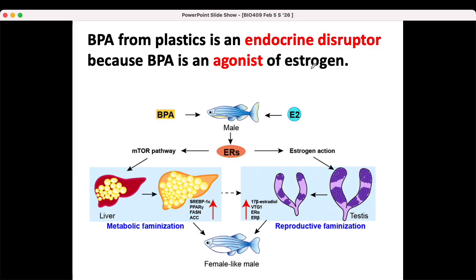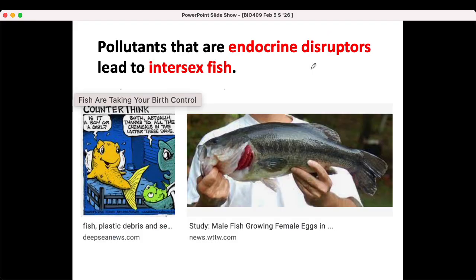So it's an agonist, and I put up here a fish because BPA doesn't just affect humans, it affects all vertebrates that use estrogen as a sex differentiation hormone. So there's lots of fish out in the wild now that people are seeing that are called intersex. They're sterile, and they're supposed to be males, but they got exposed to too much of something like BPA, because it turns out BPA is not the only molecule that does that. And those are called endocrine disruptors. Endocrine means hormone, and they're disrupting the normal hormone development.